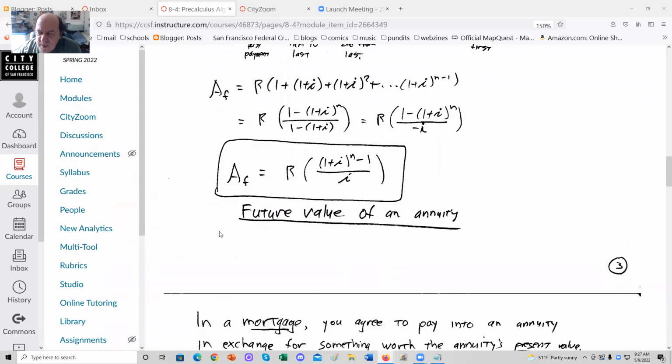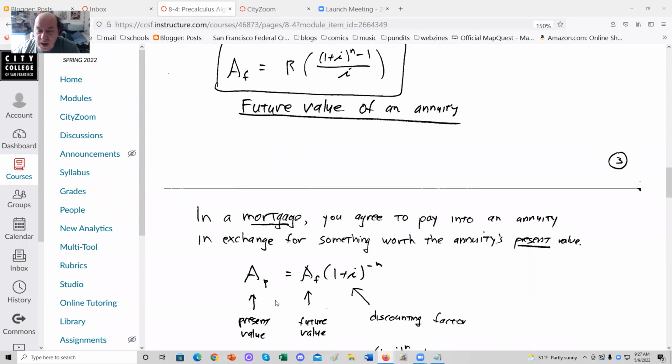Now, here's something I've grown familiar with over the years, and I'm hoping that you will too. A mortgage. The mortgage is kind of a reverse annuity. The idea is you pay into an annuity in exchange for something worth the annuity's present value. So I'm paying into an annuity called a mortgage, and a while back I promised that payment in exchange for the use of the house that I live in now.